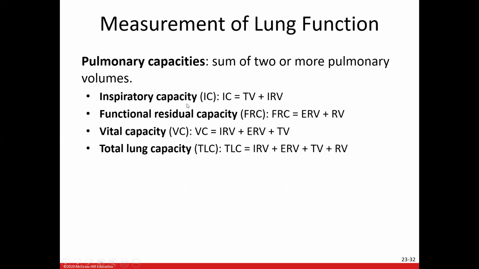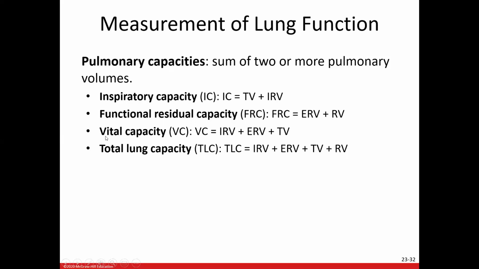But the first one is your inspiratory capacity, which is IC, and that is the equivalent of adding your tidal volume, so the amount inspired and expired while quietly breathing at rest, plus your inspiratory reserve volume, which is the amount of air you can forcefully inhale. Then you have your functional residual capacity, or FRC, and that is the sum of your expiratory reserve volume, so the amount of air you can forcefully push out, plus your residual volume, what's left over in the lungs.